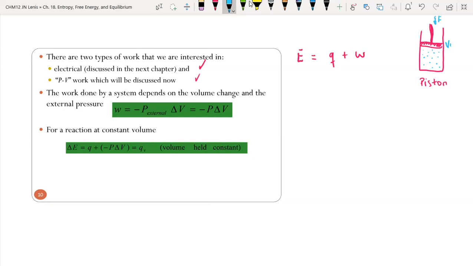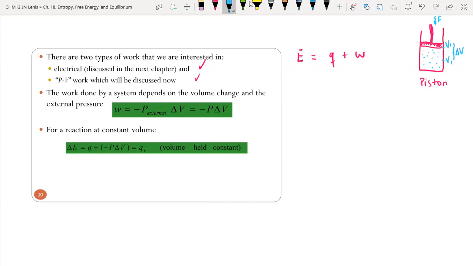You compress the gas to volume 2. We have here delta V of the gas. So you compress. For that, you apply work on the system. Since you are doing work on the system, that work is positive.